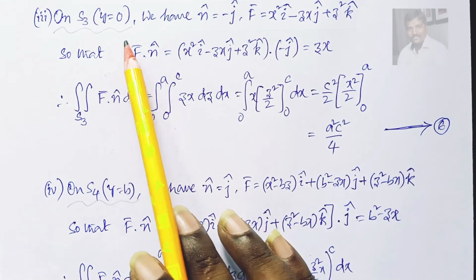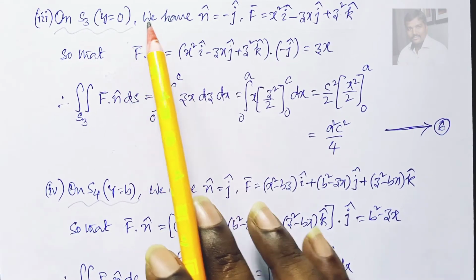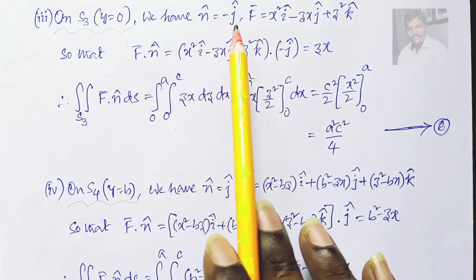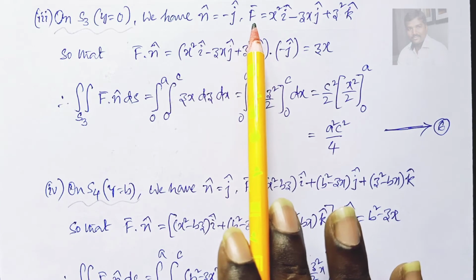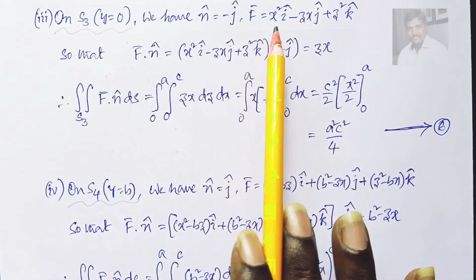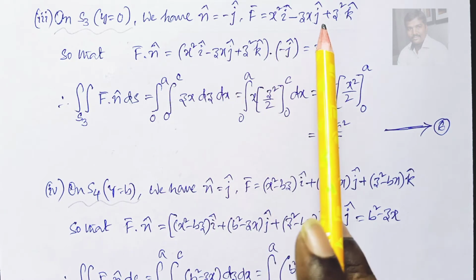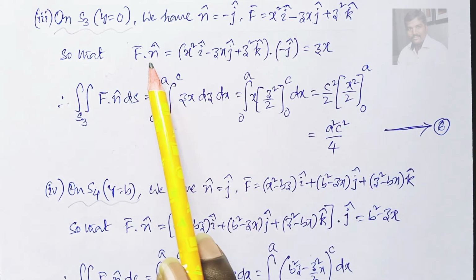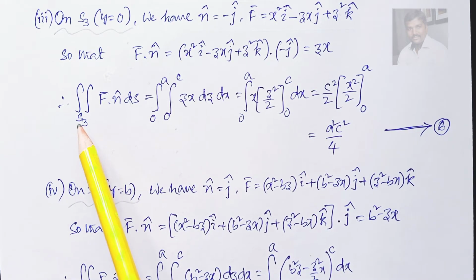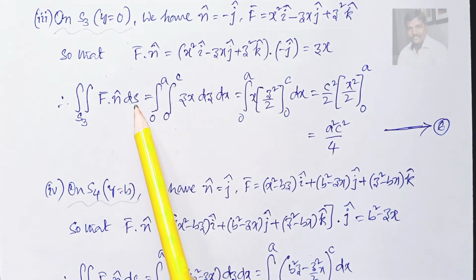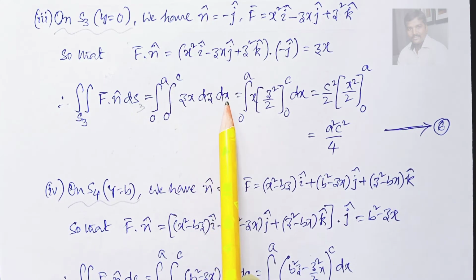Now on the third surface S3, y is equal to 0, we have n cap is equal to minus j cap. By putting y is equal to 0 in capital F bar, I will get F bar equal to x square i cap minus zx j cap plus z square k cap. So F bar dot n cap is equal to zx. Therefore, the double integral over S3 of F bar dot n cap dS3 is equal to, here, dz dx.